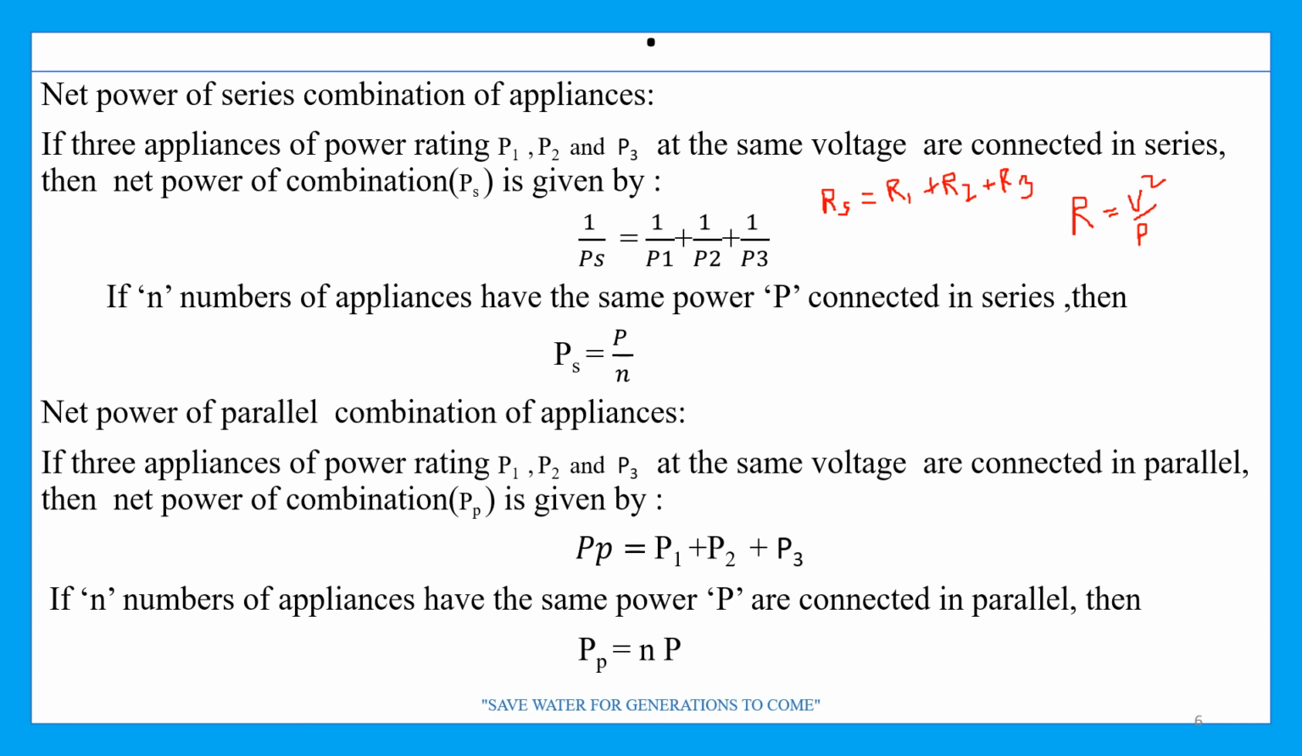And if n number of appliances, each of the same power, are connected, then we get PS equals P upon n. Again, it is important for solving multiple choice questions. So these two are important.